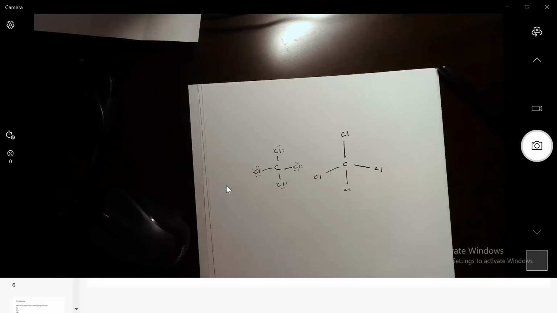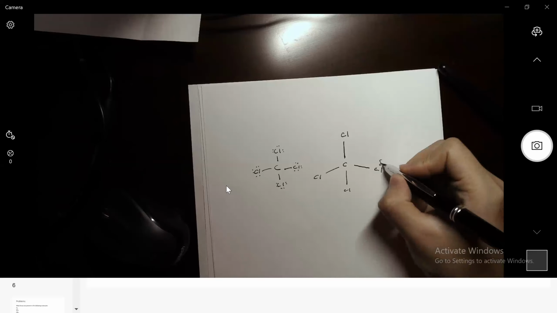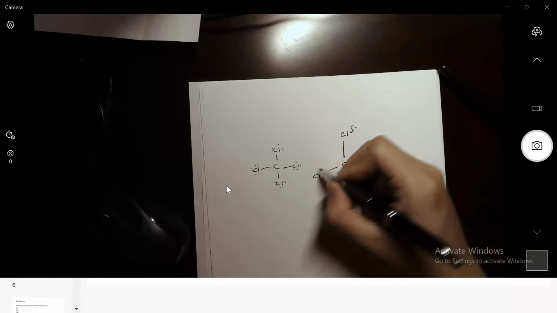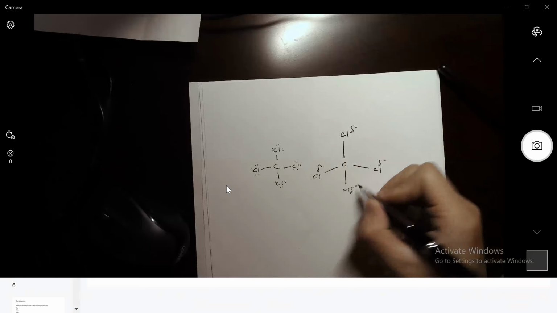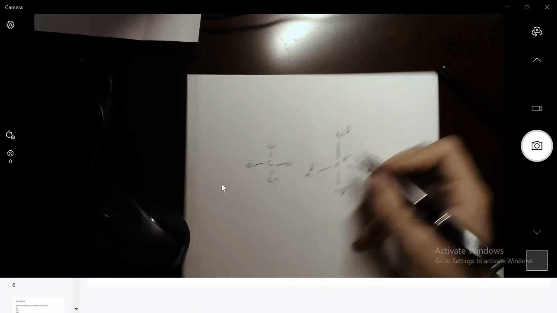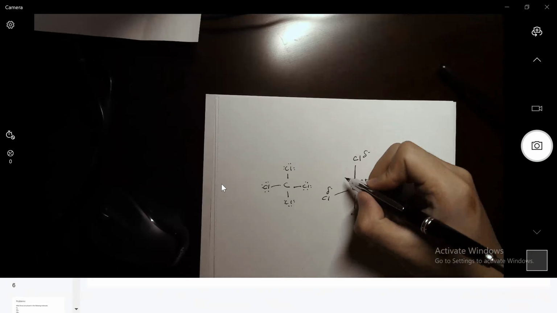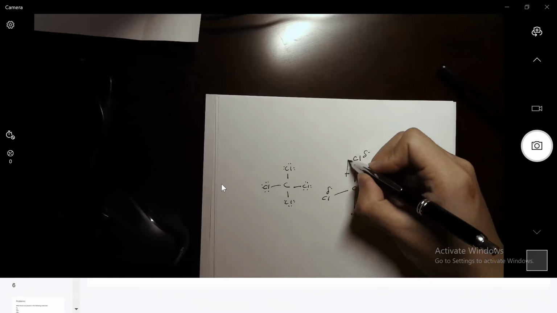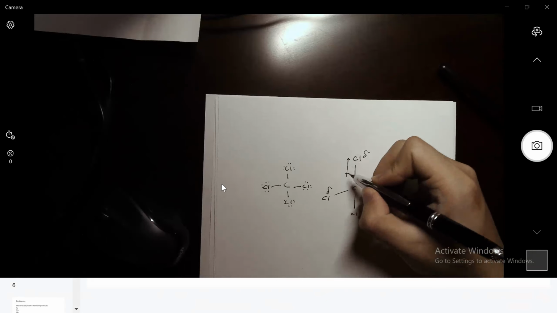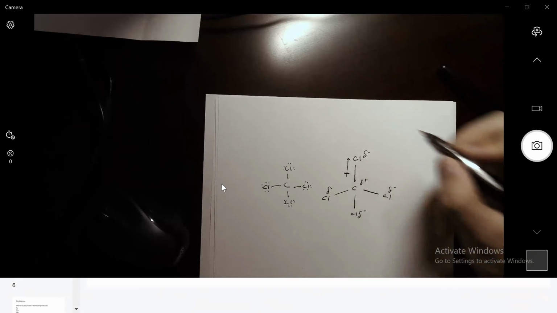Okay, so the chlorines all get a partial minus, and carbon gets a partial plus. So we can draw our dipoles. We usually draw it like this. The arrowhead is the negative side, and we have a cross at the positive side.